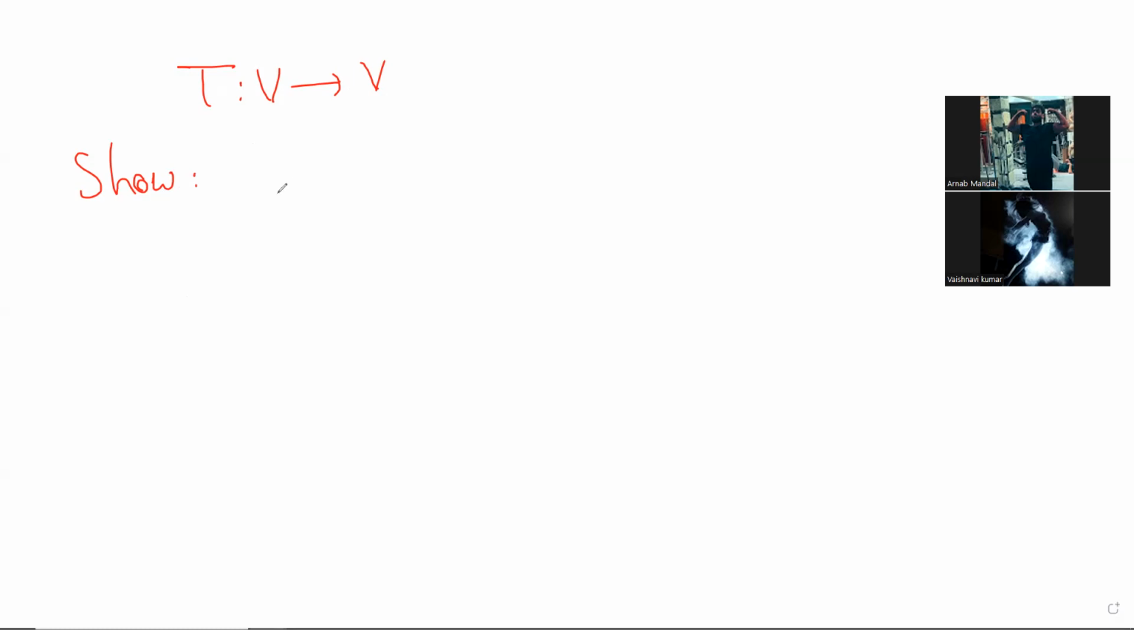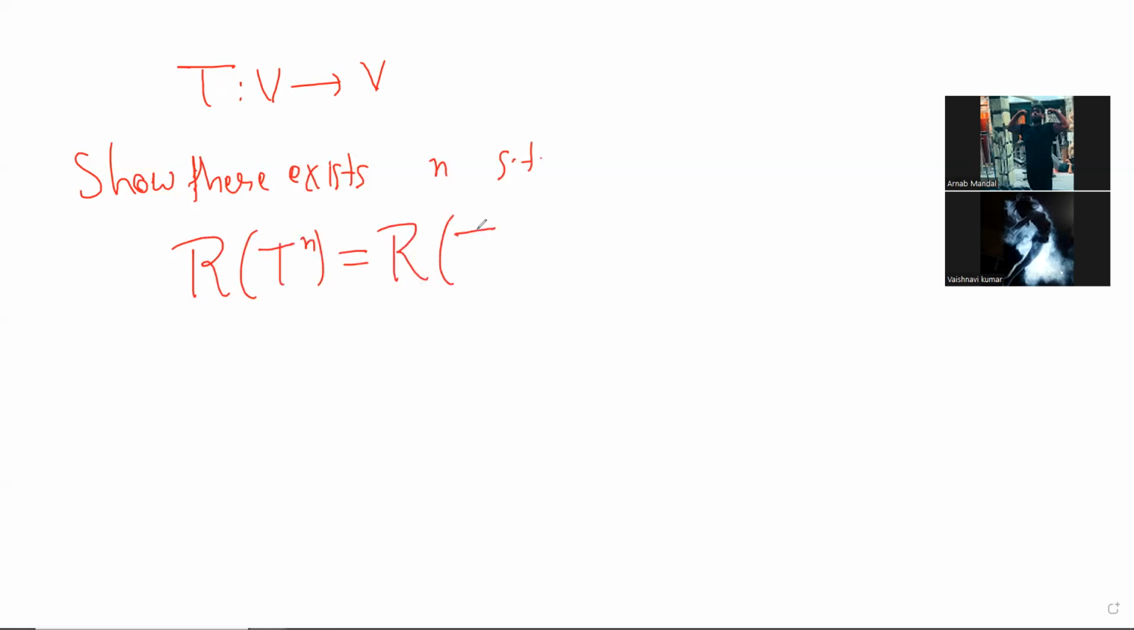Otherwise, I'll just discuss, give you this question, and then maybe we'll stop for today. Okay. Right. So this is linear algebra. Show that there exists some n such that range of T to the n equals range of T to the n plus 1.